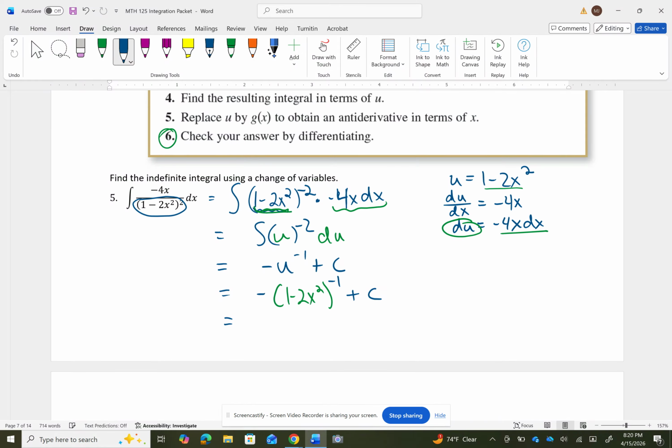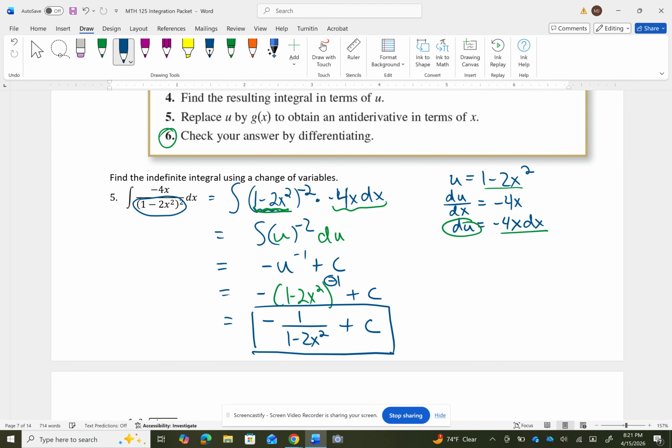Don't want to have negative exponents. So that negative 1 right there means I really have 1 over 1 minus 2x squared to the first power. So I don't even need to write to the first power. Don't forget the plus c, and there's your answer.